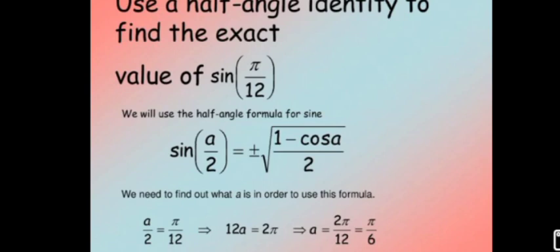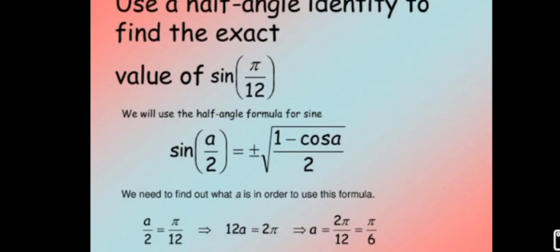Use a half-angle identity to find the exact value of sine of pi over 12. We will use the half-angle formula for sine. Sine of a over 2 is equal to positive or negative square root of (1 minus cos a) over 2. We need to find out what a is in order to use this formula.